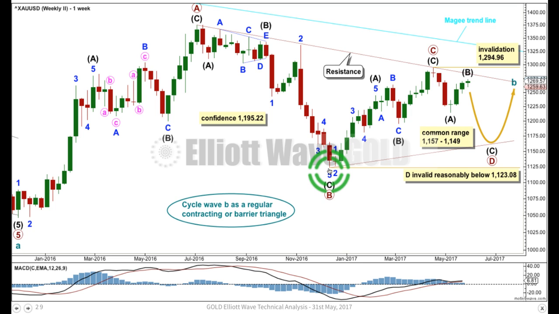So if this is a barrier triangle and B was over here, then D should end close to 1123.08. That invalidation point, though, is not black and white because that's the only Elliott wave rule that has any area of grey. As long as the BD trend line remains essentially flat, a barrier triangle here will remain valid. Only when the BD trend line has a downward slope would we discard the idea of a barrier triangle with B here. Unfortunately, that involves a fair amount of subjectivity. When D is over, then E can't move beyond the end of C.